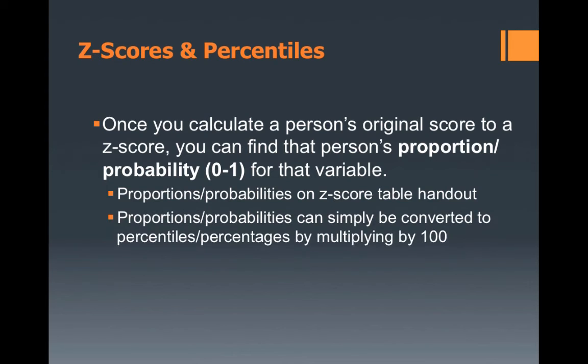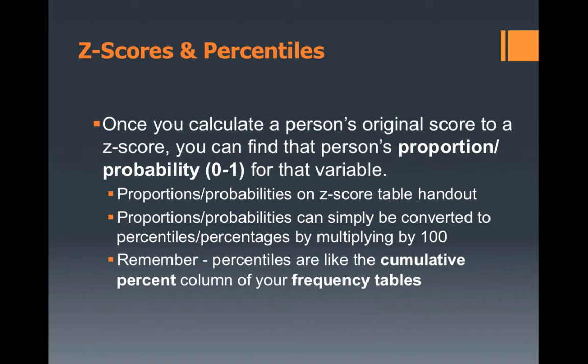And so these proportions of probabilities can simply be converted to percentages and percentiles by multiplying them by 100. So just think about percentiles and percentages just like the cumulative percent column in your frequency tables, that as you move along the answers, you're adding upon more and more and more of these samples.